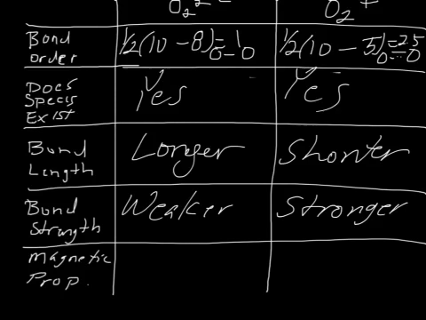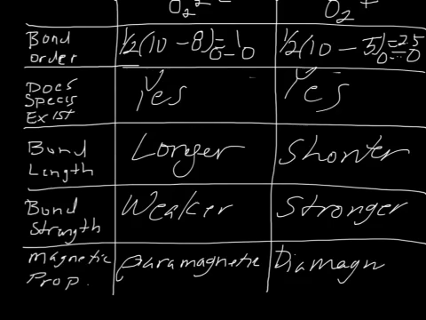The magnetic property, this is going to be paramagnetic, meaning that all electrons are paired, and this is going to be diamagnetic, meaning that some electrons aren't paired.